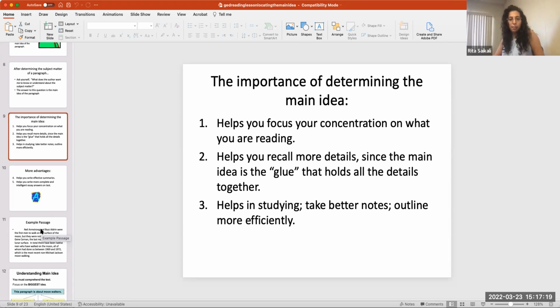Okay, I'm back. All right, and it helps in studying to take better notes, outline more efficiently. So once you know, and this is true in anything, right? Whether you are reading about a math problem or a scientific fact, or maybe you're scrolling through social media and you find an interesting article and you decide to read it on the news, right? So if you understand the main idea, then you know why it is the way it is. Cool? Awesome.